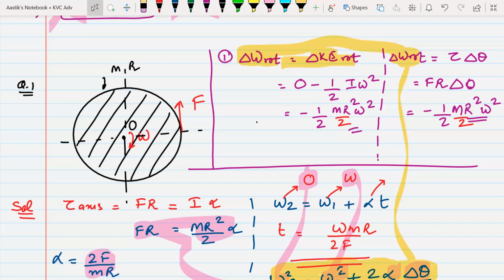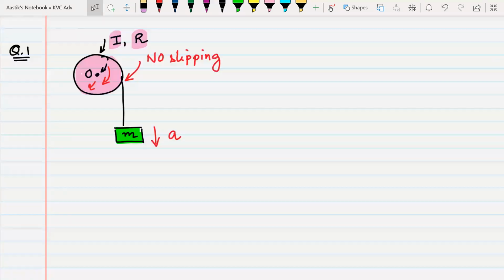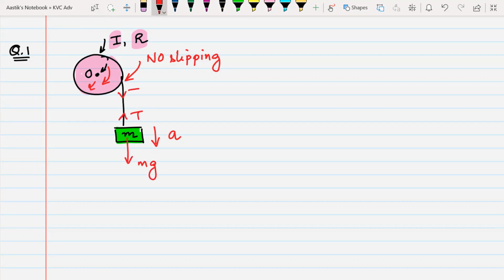Chalo. No one is able to do this? Then I'll do it. Listen, the first thing is to draw a free body diagram. So I've drawn a free body diagram. This is T, tension, this is mg. This tension will apply on this body as well.